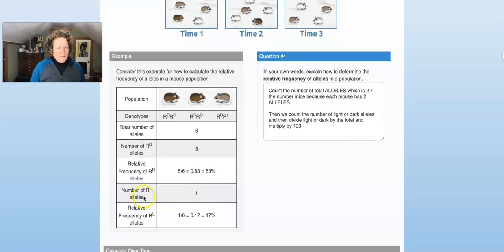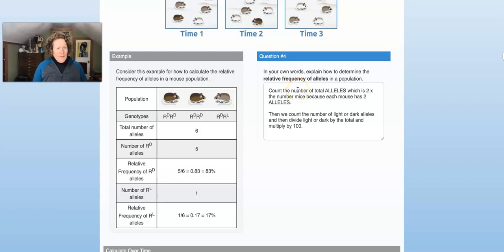The number of light alleles gives us a relative frequency of 1 divided by 6, which is the total number of alleles, and that gives us 17%. You'll notice that 83 plus 17 equals 100% because we only have 2 options here, dark and light, and they need to add to 100%. In our own words, explain how to determine the relative frequency of alleles.